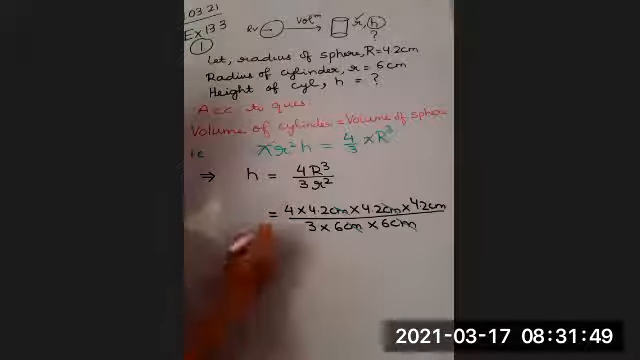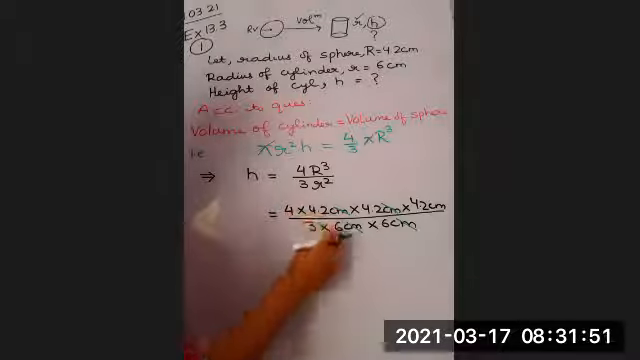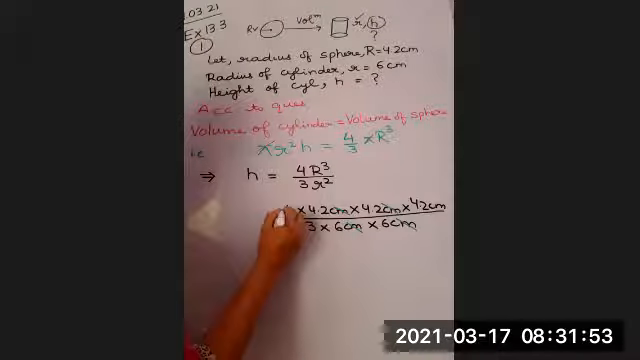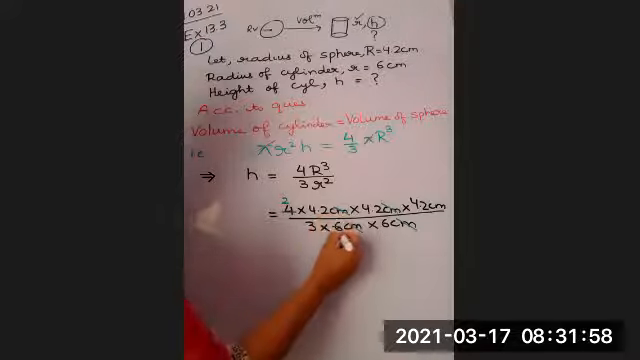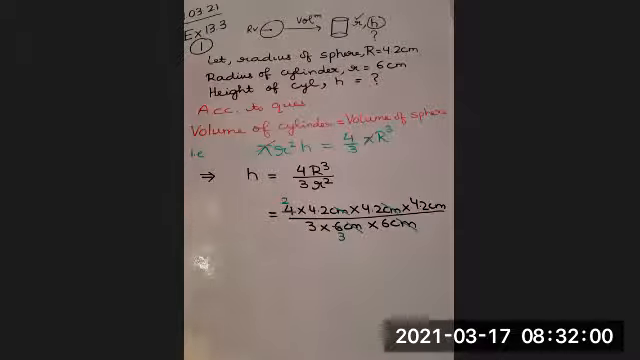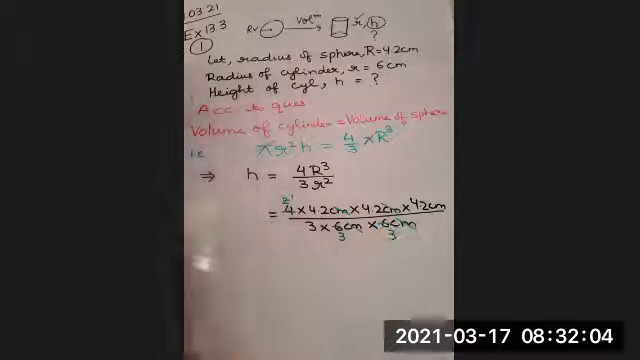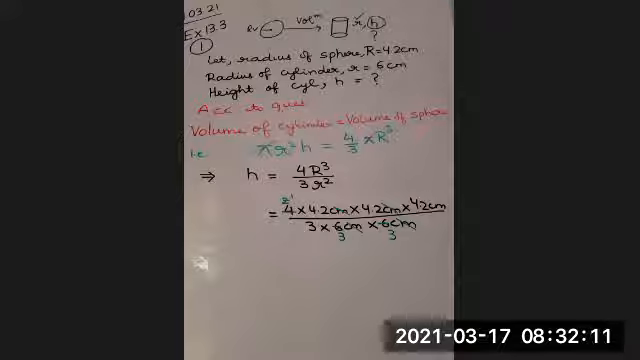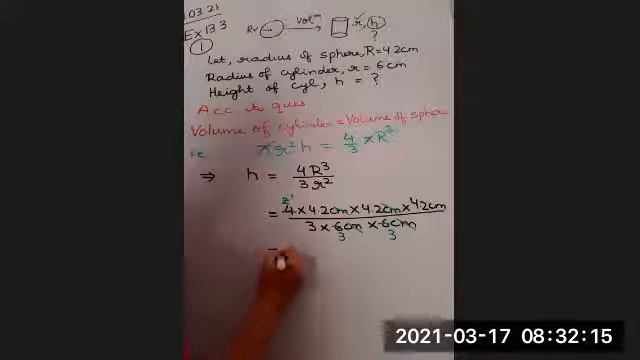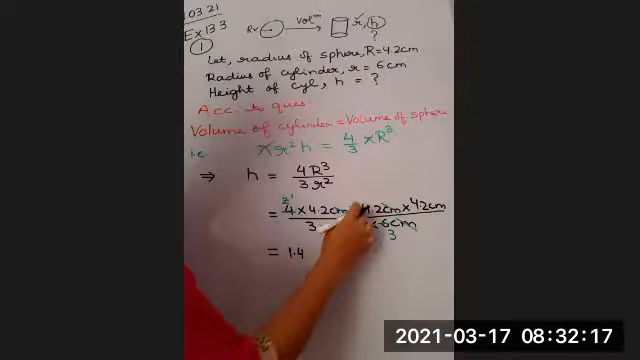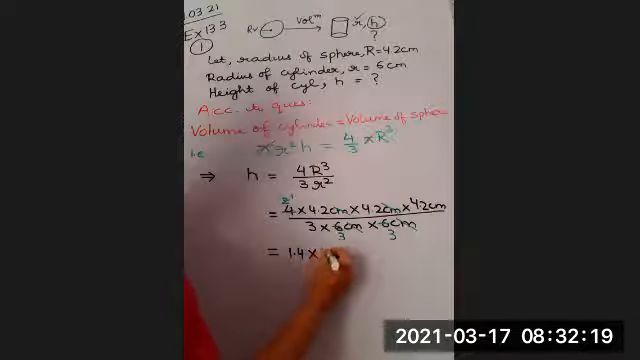Now let us see. 4 and 6 can be cancelled in the table of 2. 2 2s are 4, 2 3s are 6. Again, it can be cancelled. Now 4.2 upon 3. What does it become? 1.4. Next also 1.4.